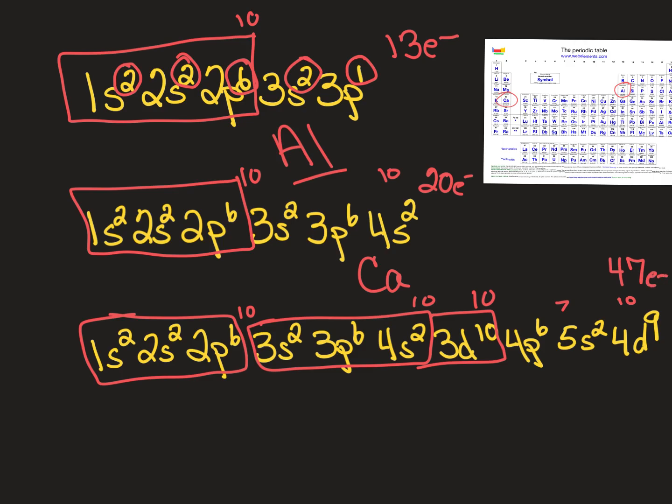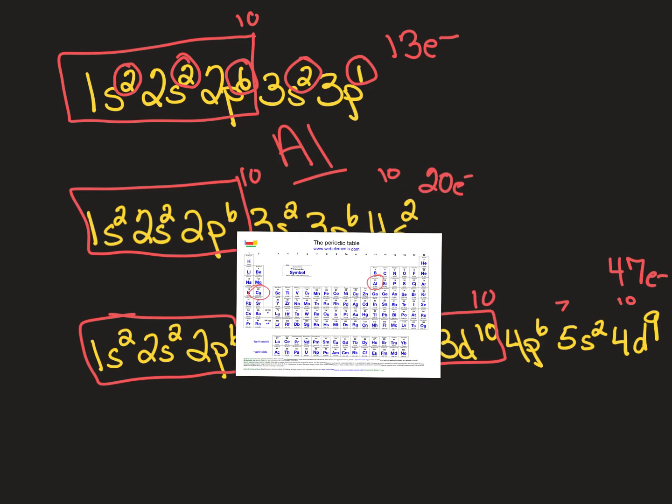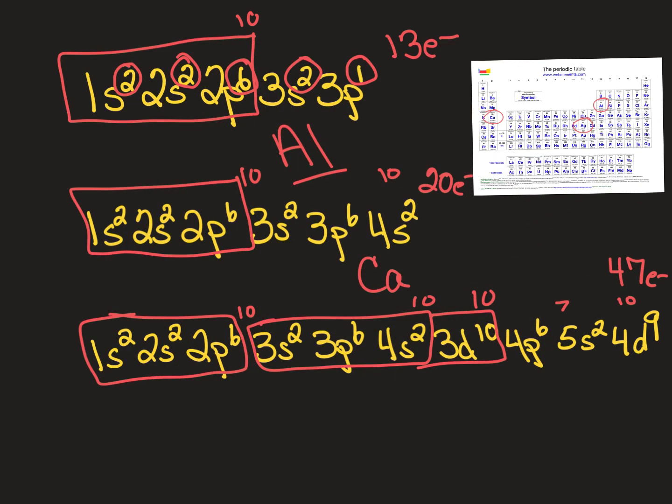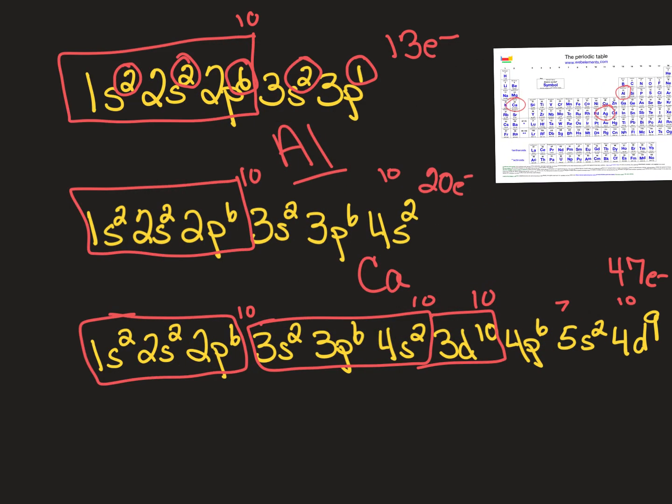electrons. Okay, so you pull your periodic table out. Who is number 47? And it is silver. So the answer to the last electron configuration is silver, which is Ag.